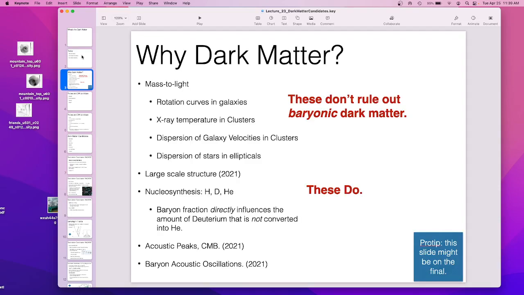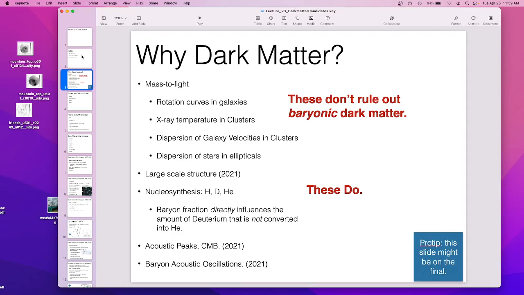So it could be a bunch of things. This slide is super important. Make sure that you have a good understanding of everything that's here, what they mean, and what kinds of questions I might ask you about these things. How does each one of these things tell you that there is dark matter? Rotation curves of galaxies, X-ray temperatures in clusters, dispersions of galaxies, galaxy velocities in clusters, and dispersion of stars in elliptical galaxies. Those tell us that there's dark matter by way of comparison with the luminous matter.